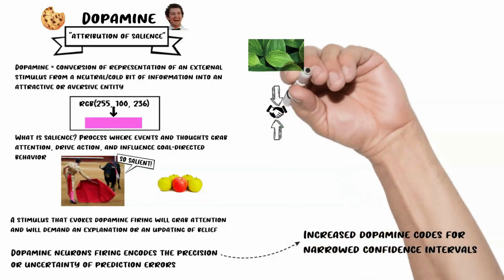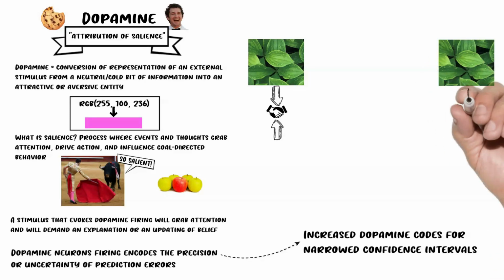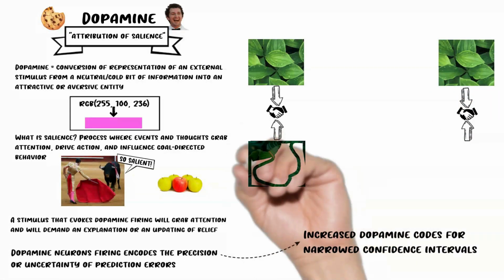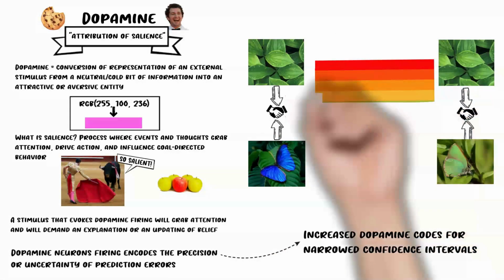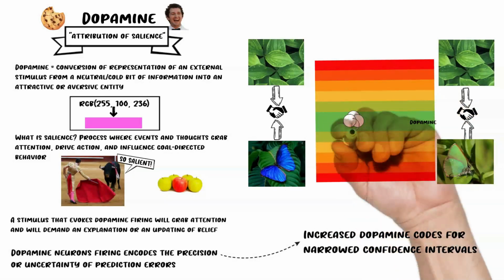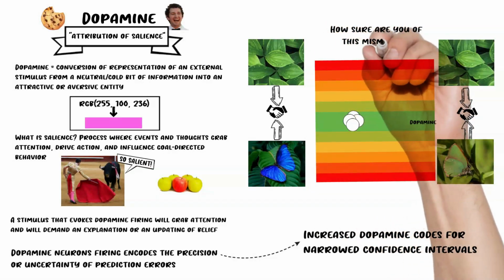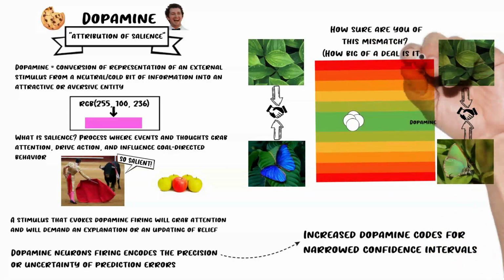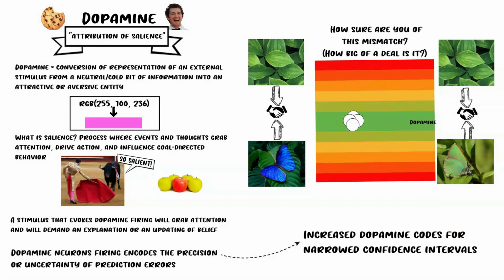So imagine you're hiking in the woods and you're expecting to see a bunch of leaves because that's what your model's predicting. And these are the two different things that you see. So the butterfly on the left is going to release a lot of dopamine. So how I like to imagine this is your brain is asking the question, how sure are you of this mismatch? And at the center, your brain's like, yo, I'm 100% sure.